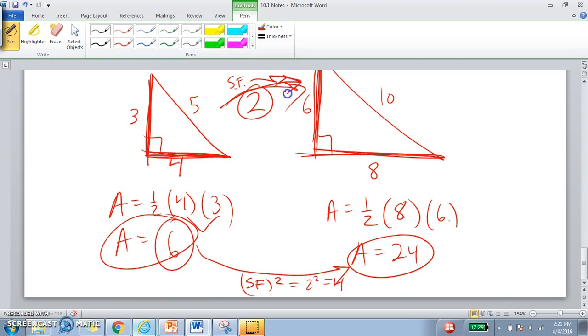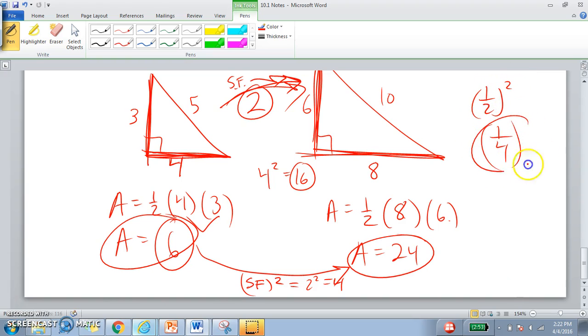If we used a scale factor of 4, so if I turned 3 into 12 and 4 into 16, then our entire area would have gotten bigger by a factor of 4 squared, or 16. Our area would have been 16 times bigger. So for similar triangles, you take the scale factor and you square it to figure out how much bigger the area becomes, or how much smaller it becomes as well. If we did 1/2, squared would be 1 over 4, because 1 squared is 1, 2 squared is 4. So the area would have been only 1/4 as big. So you take your scale factor and you square it to figure out the comparison of the area.